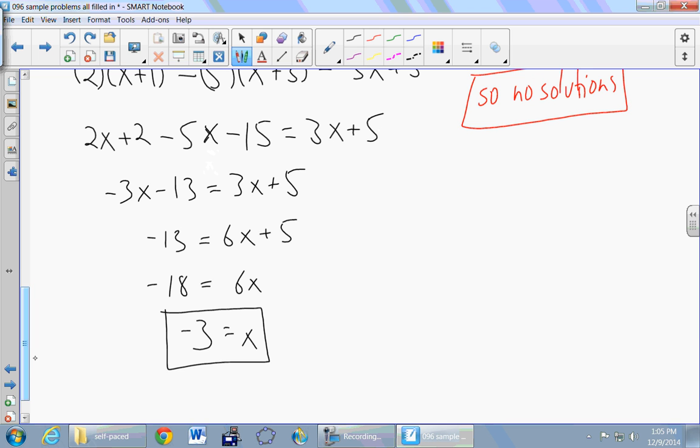And so maybe I'll make a notation down here. x equals negative 3 looked like it was the winner, but actually the final answer to this problem is no solutions.